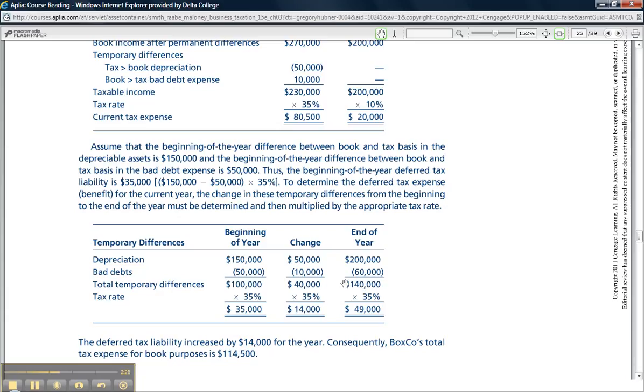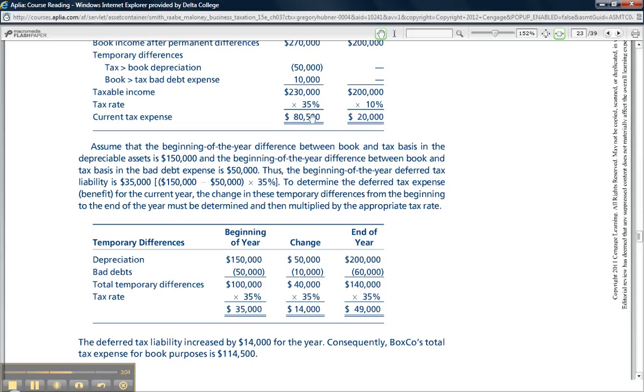So in the future, we're expecting $140,000 of additions to taxable income, or once you multiply by a tax rate, $49,000 of additional taxes. So you expected $35,000 of additional taxes coming into the year, and you expect $49,000 in additional taxes as of the end of the year. So that change of $14,000 represents your deferred income tax expense. Your deferred liability is going up. And you can also get it by coming straight down and taking these change items, multiplying by a rate, and you get the same $14,000.